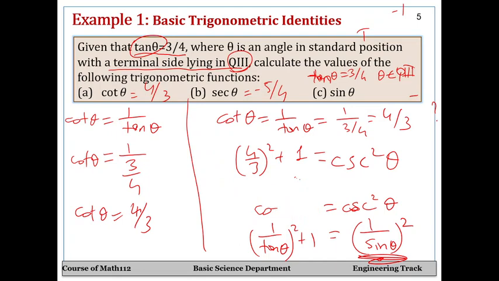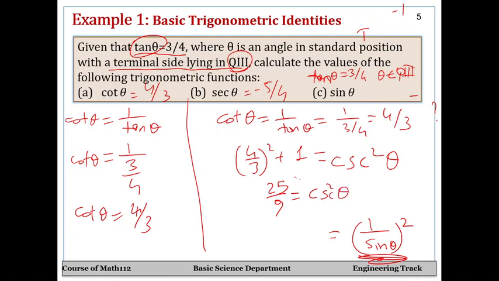This will give you 25 over 9 is equal to cosecant squared theta. And what does this mean? This means it's 1 over sine squared theta. Now, what does this mean again?